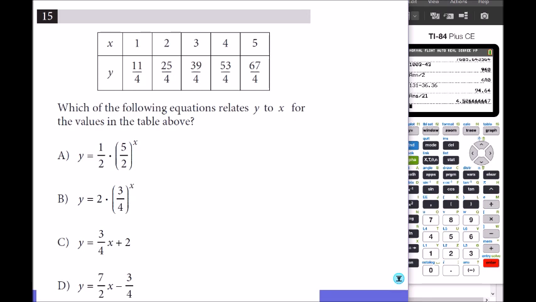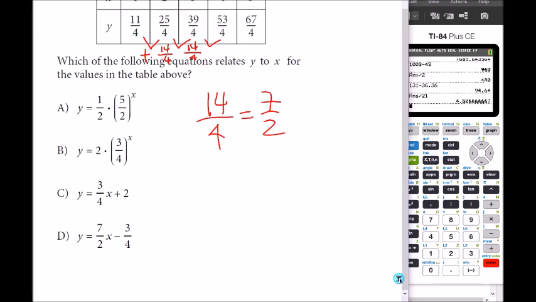15. Which of the following equations relates y to x for the values in the table above? If you have a common ratio that multiplies each time, it becomes an exponential function. If you have a common difference for each increase in x, then it's a linear function. So what are we doing? We are adding 14 over 4. Are we adding the same thing? Yes. So we are adding 14 over 4, and it's a linear function, so the slope is 7 over 2.